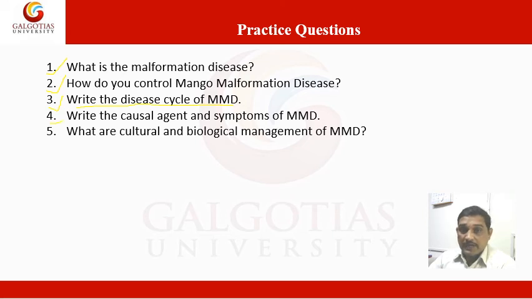Next one is, write the causal agent and symptoms of the mango malformation disease. You can just write the causal agent, that is the name of the pathogens, and the symptoms. There are two types of symptoms. I already told you that you have to write over there. And next one is, what are the cultural and biological management practices? There are some cultural practices and biological management practices also of this disease. You have to write in your notebook.